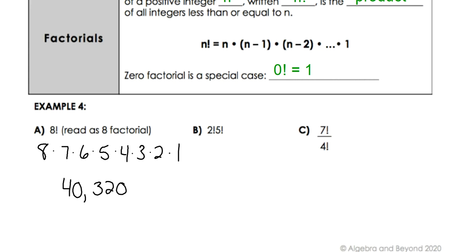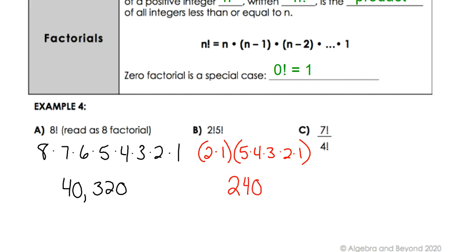All right, let's look at this next one. So this next one is 2 factorial times 5 factorial. So that means that we are multiplying 2 factorial, which would be 2 times 1, 2 times all the numbers below it down to 1, times 5 factorial. So 5 times 4 times 3 times 2 times 1. When we multiply those together, we get a total of 240.